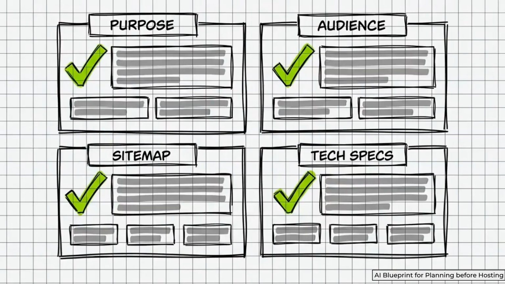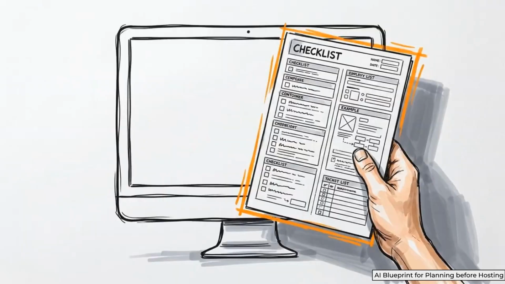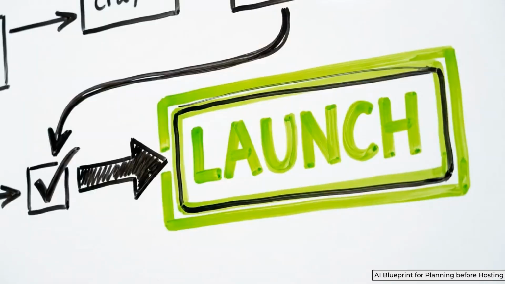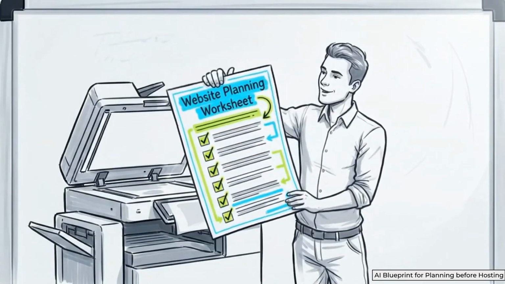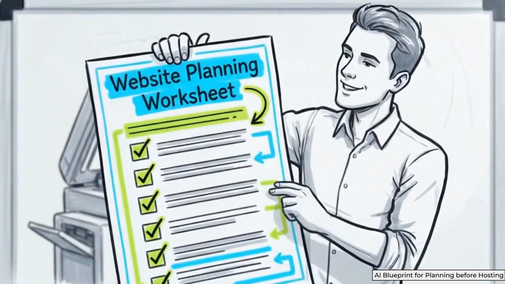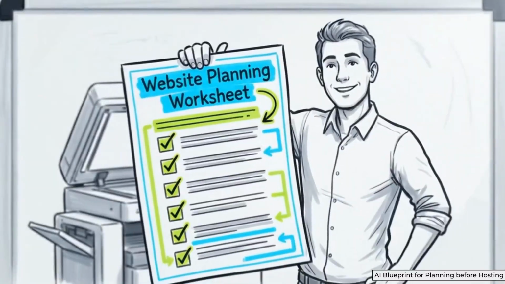You will see your purpose, your target audience, your exact sitemap, and your hard technical requirements all grouped neatly together in a single checklist. You now have a single categorized document that lists your goals and the exact steps required to reach them. By following this workflow, you've consolidated your project's purpose, audience, sitemap, and technical specifications into a single guide.